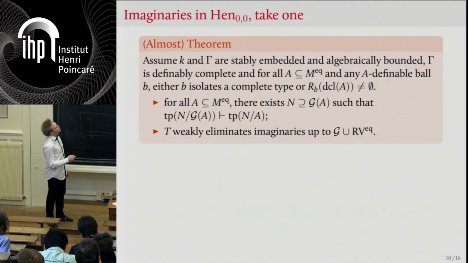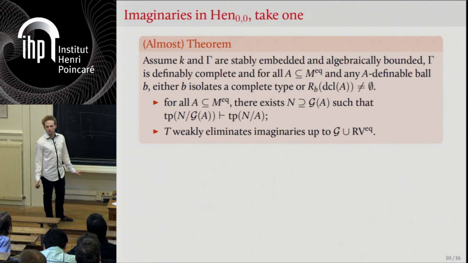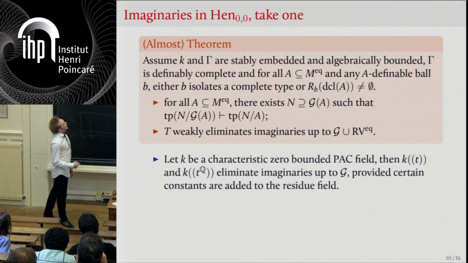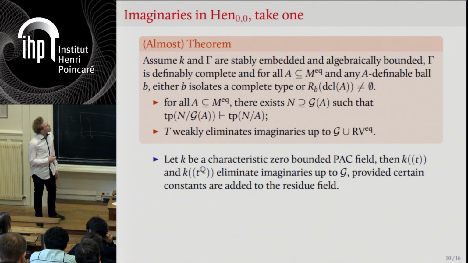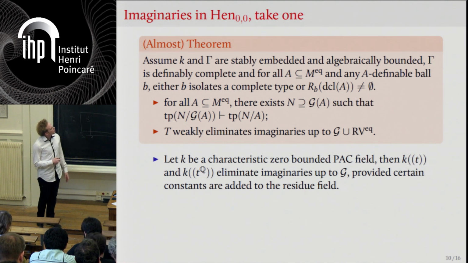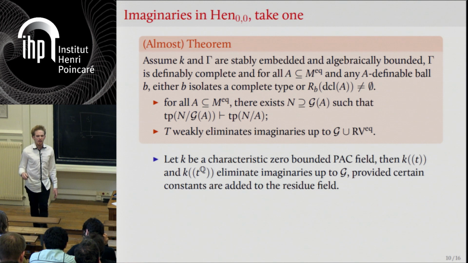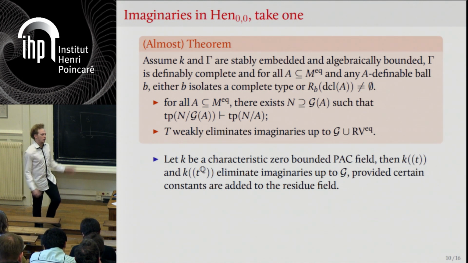But it uses a very strong assumption, really an assumption on the residue field, as we'll see in a second. I know how to prove it essentially when the residue field is super simple of U-rank 1. So it really needs to be very connected and one-dimensional. In particular, if it's a bounded PAC field, I can do it. So if K is a bounded PAC field of characteristic 0, then I can look at either K((t^Γ)) or K((t^Q)), and they both eliminate imaginaries up to G. Here I'm hiding some more arguments, which is that in those two cases, I actually know what the imaginaries in RVEQ are, and so I can just get rid of them too.